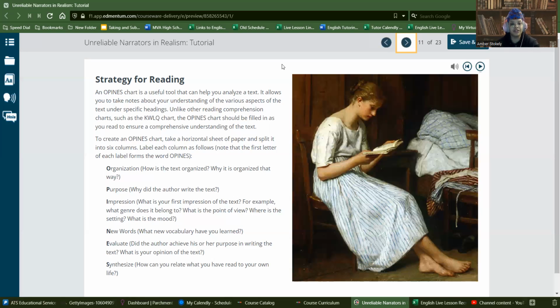And then the last sample question they give you is what is the mood? And by mood, they mean what are you supposed to feel when you're reading the story?